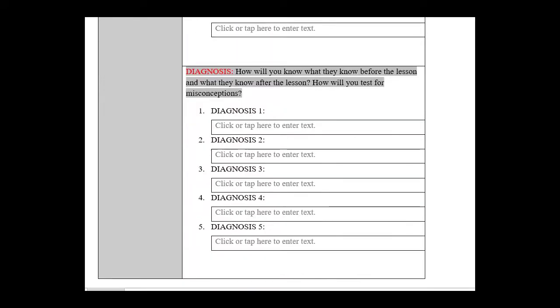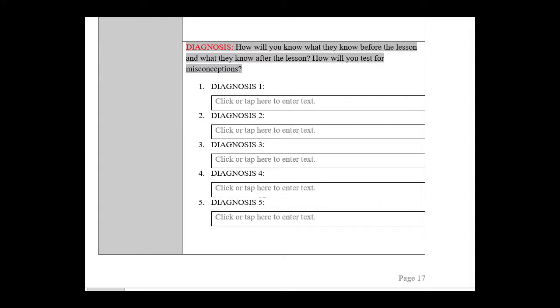Finally, we're going to come down to the diagnosis part, and this is how you are going to gauge what the students know before the lesson, what they know after the lesson, and also how you're going to test throughout, engage throughout the lesson if they have any misconceptions or if there's any complete misfires in the understanding of the information that you're teaching.